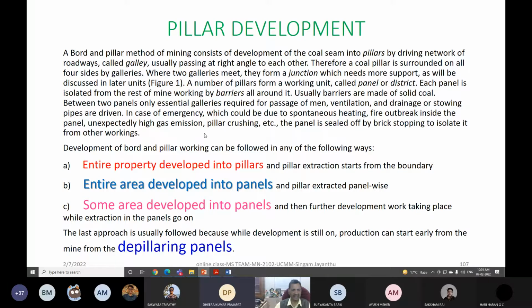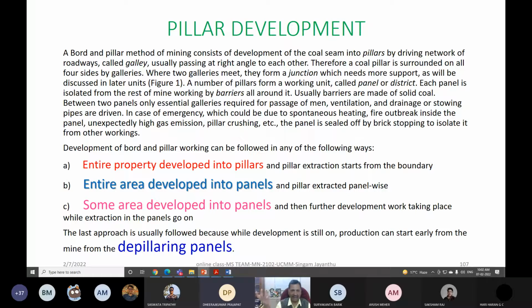That you understood. In case of emergency, which could be due to spontaneous heating, fire outbreak inside the panel, unexpectedly high gas emission, and especially that is in degree 2 and degree 3, that may happen. Then pillar crushing, especially when we are at more depth of cover, or otherwise when the pillar strength is very less. Already we have seen all these parameters before, up to lecture number 12, right? Already we have seen when the coal is very soft or very weak or highly cleated, then that may get crushed.